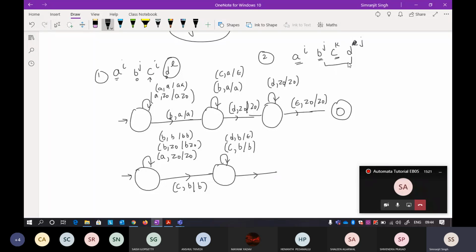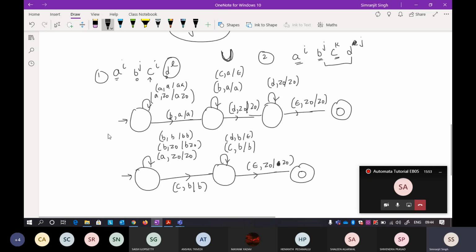By doing this your stack will become empty, and at the top of the stack there will be a z naught. There is nothing coming, so you can move on to the final state. When there is nothing coming and at the top of the stack there is a z naught, you do nothing, the z naught remains as it is, and you move on to the final state. Now if you want to combine these two, because there is a union here, how can you combine it?